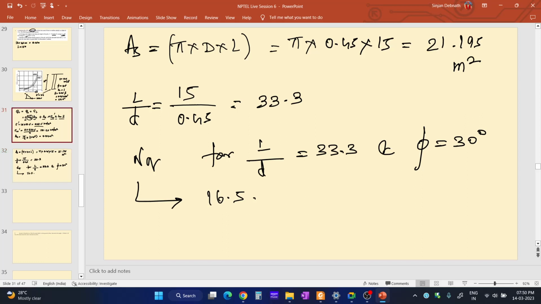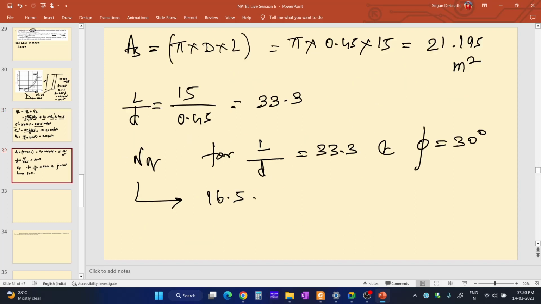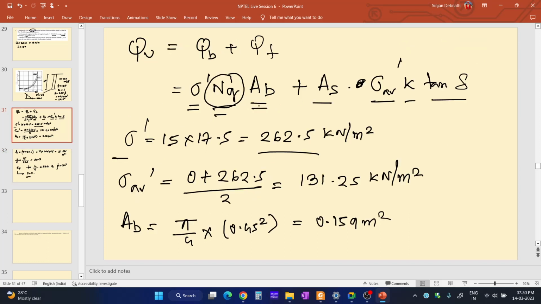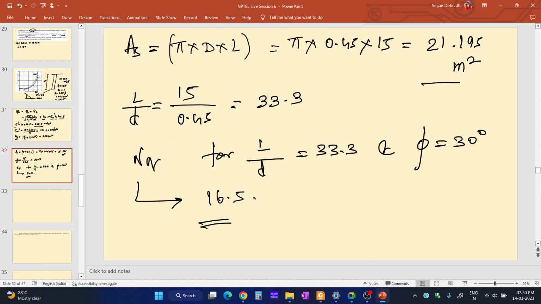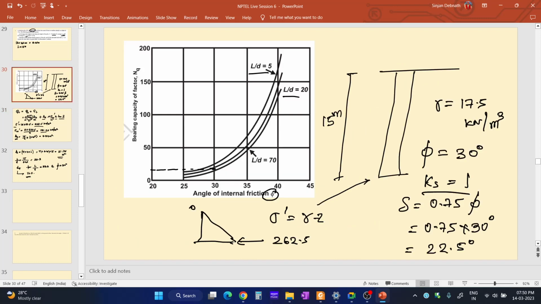So now see, we have the value of all the parameters. We know the value of sigma dash. We know the value of NQ, we have just found out from the graph. We know the value of AB, that is the area of the base of the pile. We know the value of AS, that is the surface area of the pile. We know the value of sigma average, that is the average effective overburden pressure at the pile depth, at the base level of the pile. K is the lateral earth pressure coefficient. It is also given. It is 1.